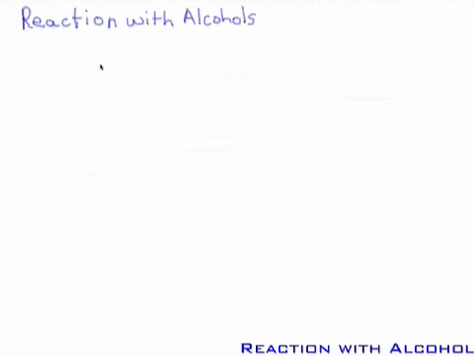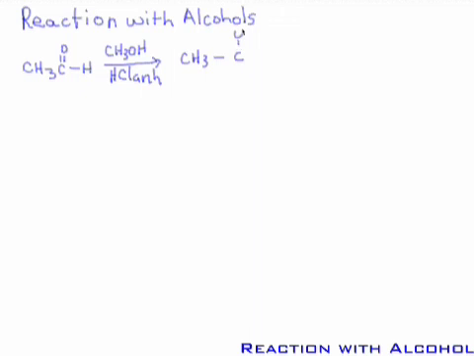The reaction with alcohols, with an aldehyde, for example, if you react it with, say, methanol in anhydrous HCl, so we can use acid to speed up the reaction, we will get a molecule that looks like this. And this functional group is referred to as a hemiacetal.